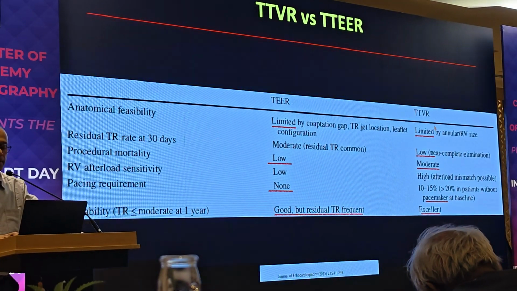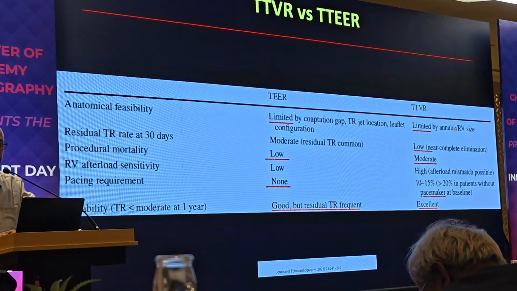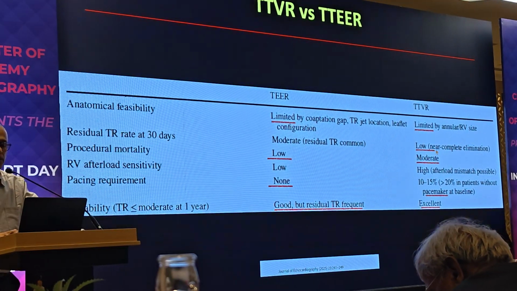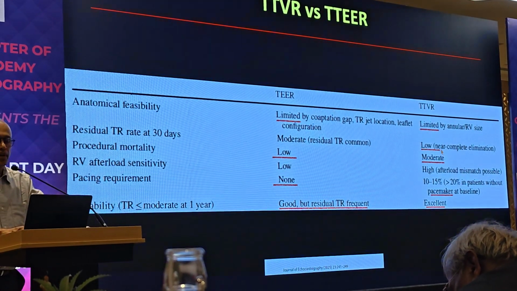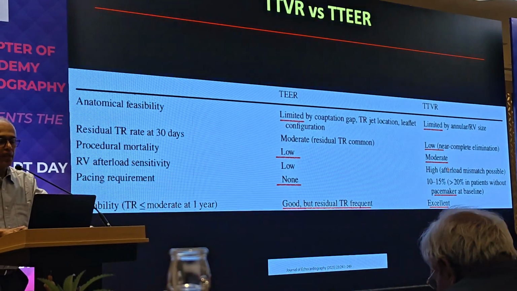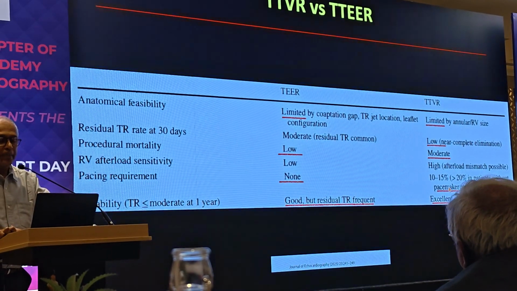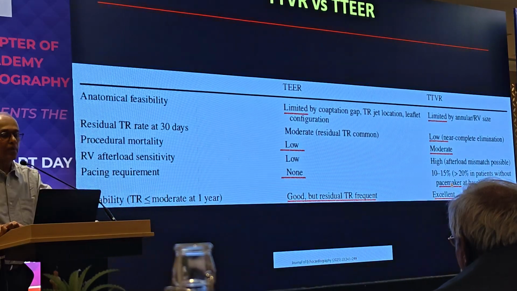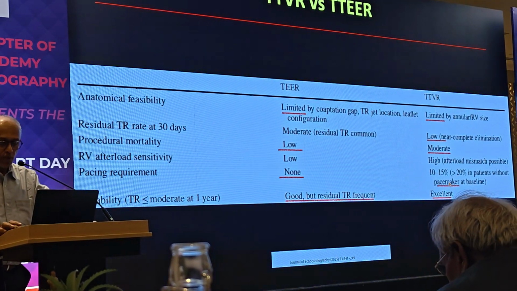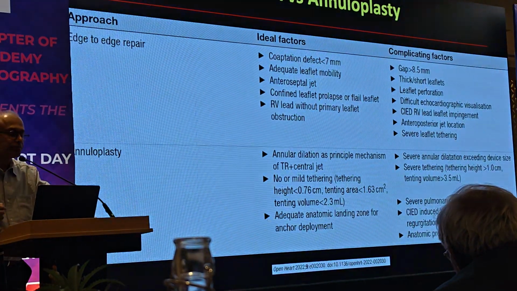On the other hand, TTVR is limited by the annulus sizing, so it's important not to have a big annulus, and the TR is almost completely eliminated. The mortality is slightly higher, and the risk of need for a pacemaker is quite high, and the durability is much more. So these are the pros and cons of both the procedures.